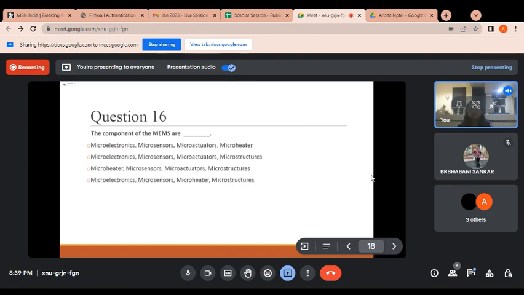This is question number 16. The components of MEMS are... So what is the full form of MEMS? Can anyone tell? Shankar, Vishnu. I'm option B, ma'am. Okay, microelectronics, microsensor, microactuator, and microstructure. Anyone else?